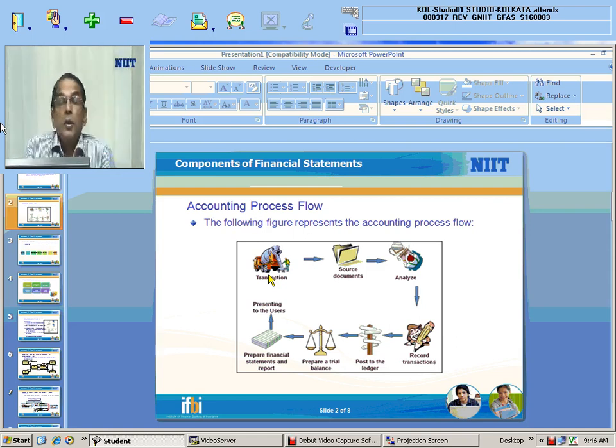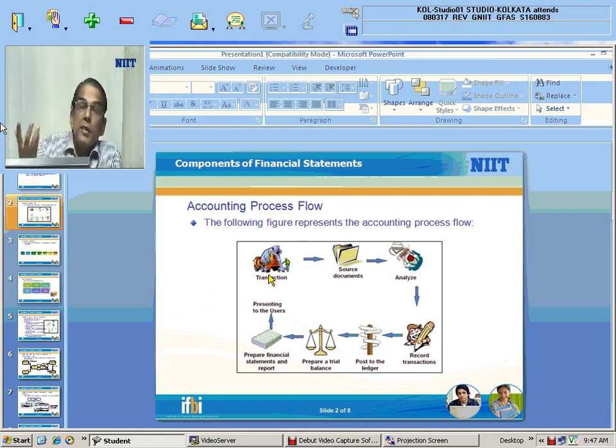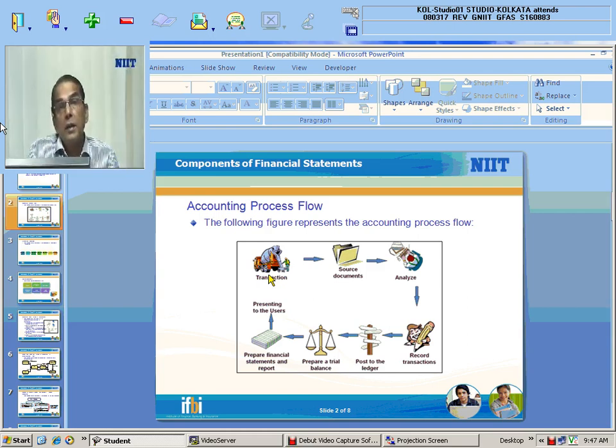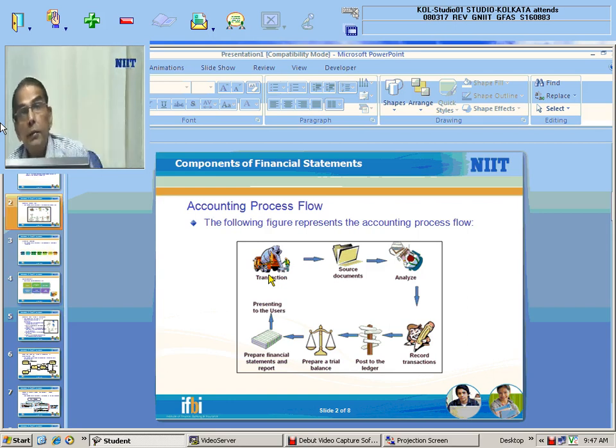So what will be the source document that will be generated when the buyer comes to buy a product? He selects the product. An invoice will be generated. That is the source document. A sales invoice will be generated when the buyer is going to buy the product. Now the buyer pays the money.